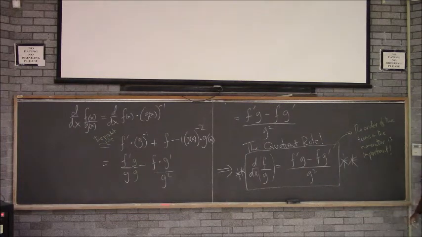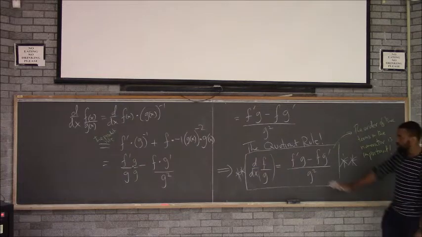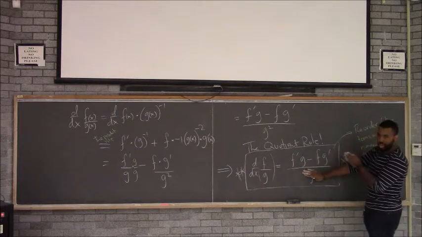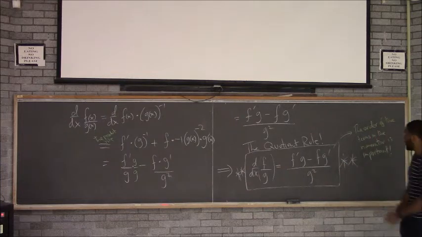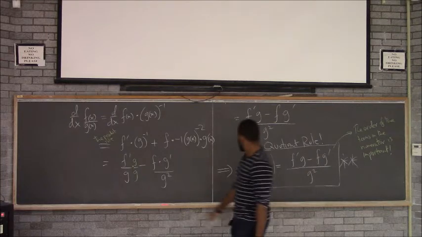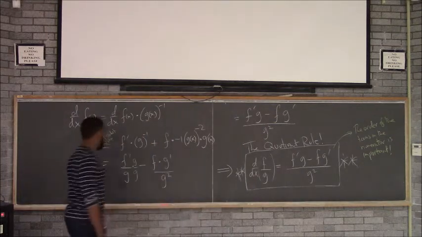So probably what I would recommend is that if you memorize the product rule, memorize it in this order, and just know for the quotient rule, change the middle sign and divide by g squared. But that is called the quotient rule.